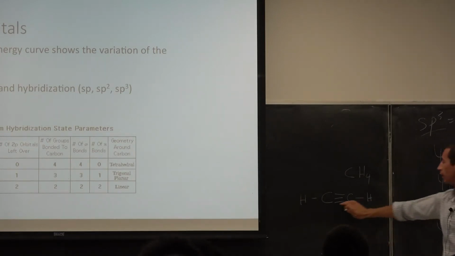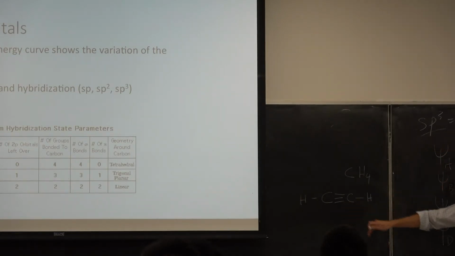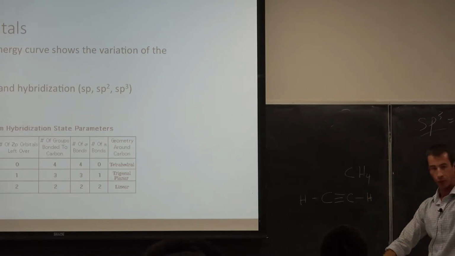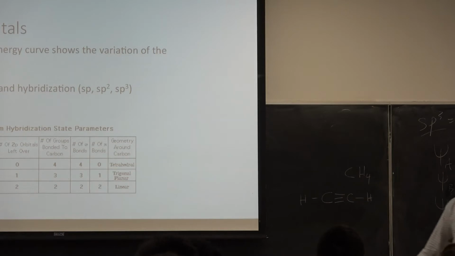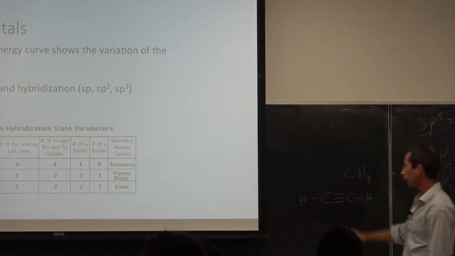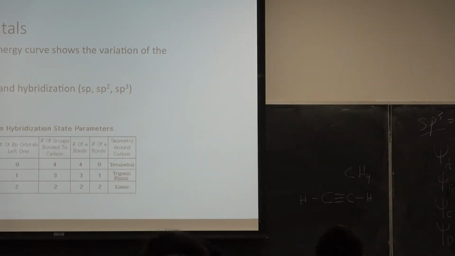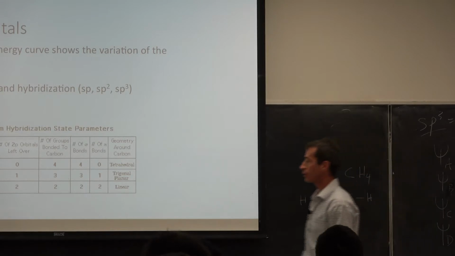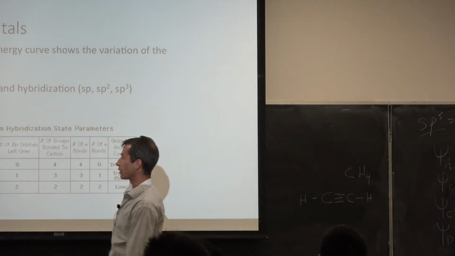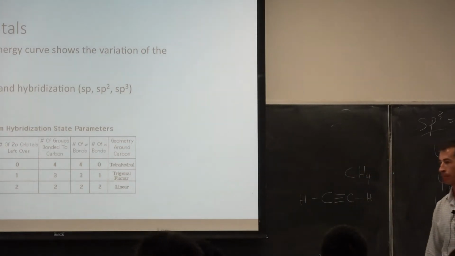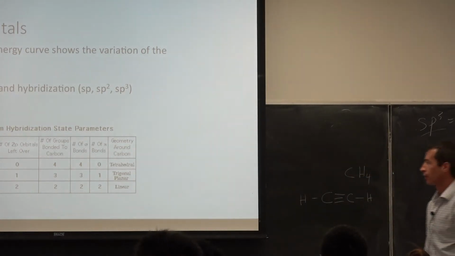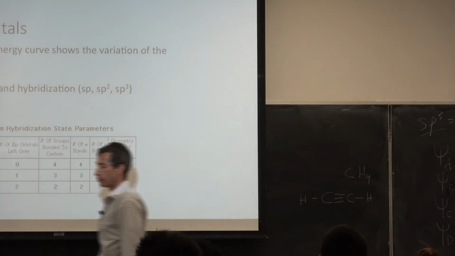How many sigma bonds and how many pi bonds in this system? Right? That should be second nature, right? We've got one sigma bond and 2 pi bonds. Similarly with sp2, we'd have 1 sigma and 1 pi. Okay? Okay, so that's still kind of review.